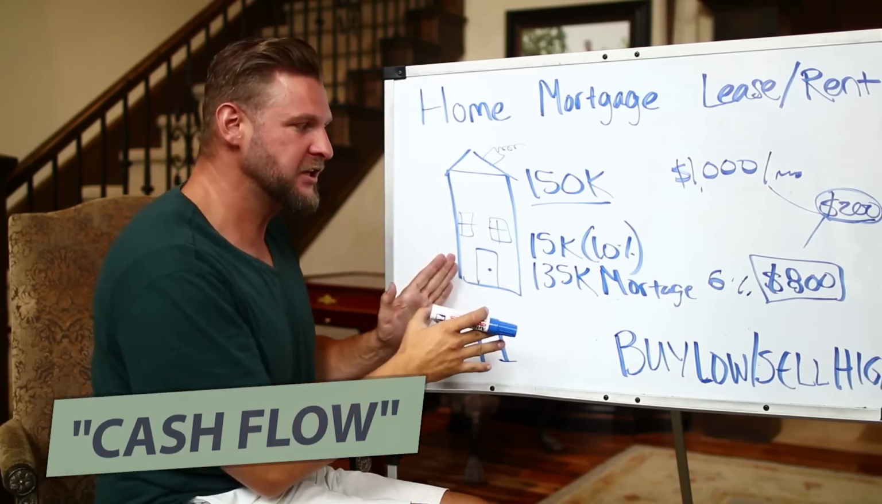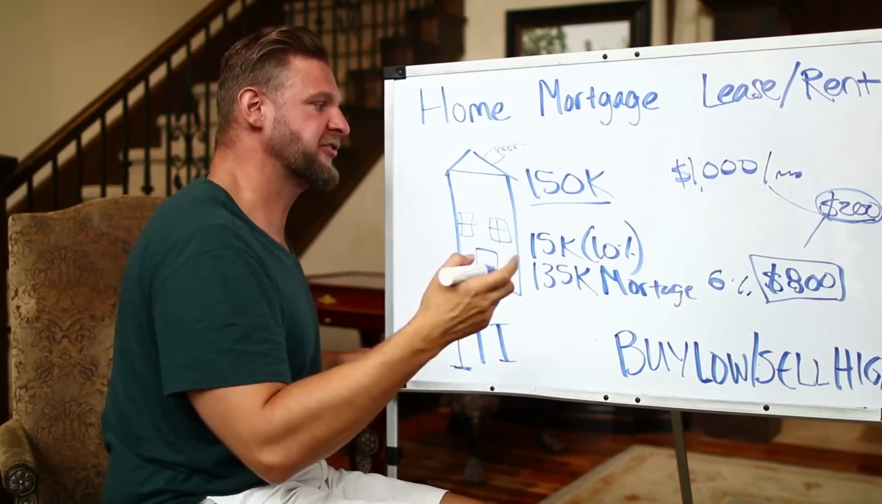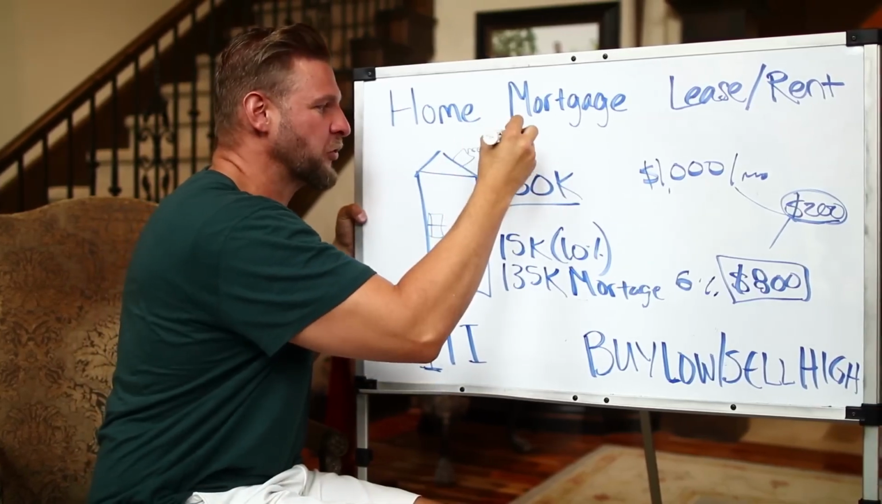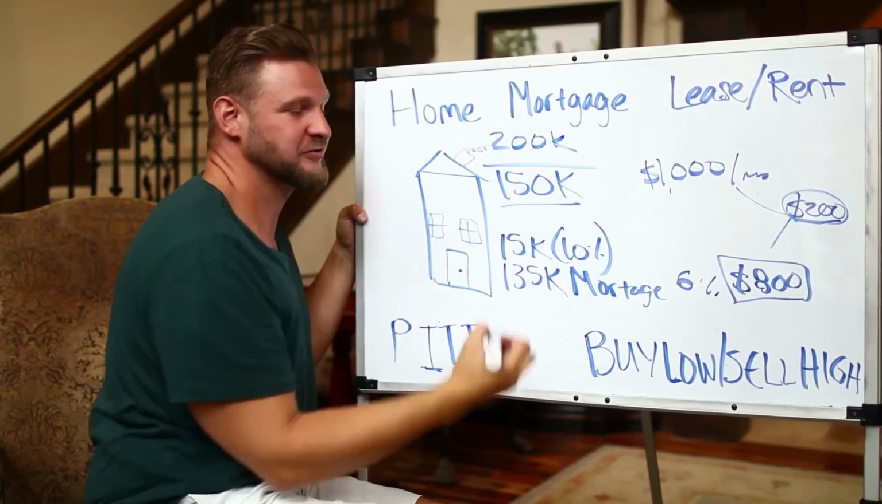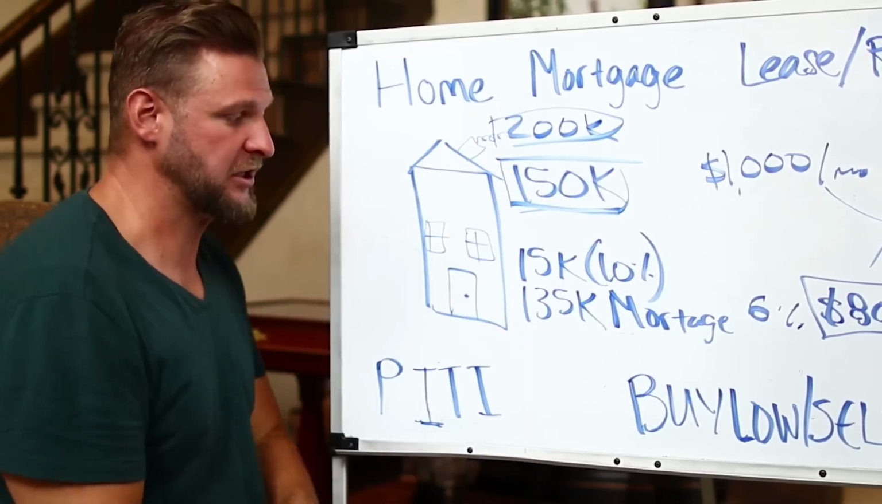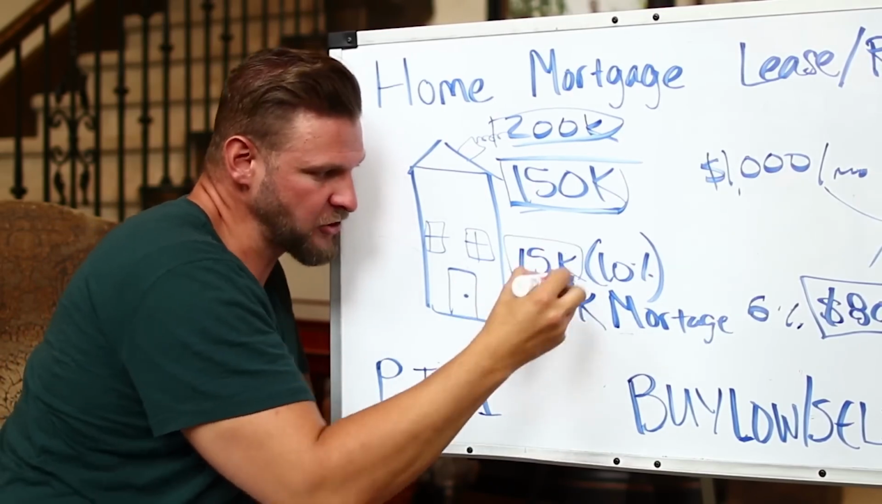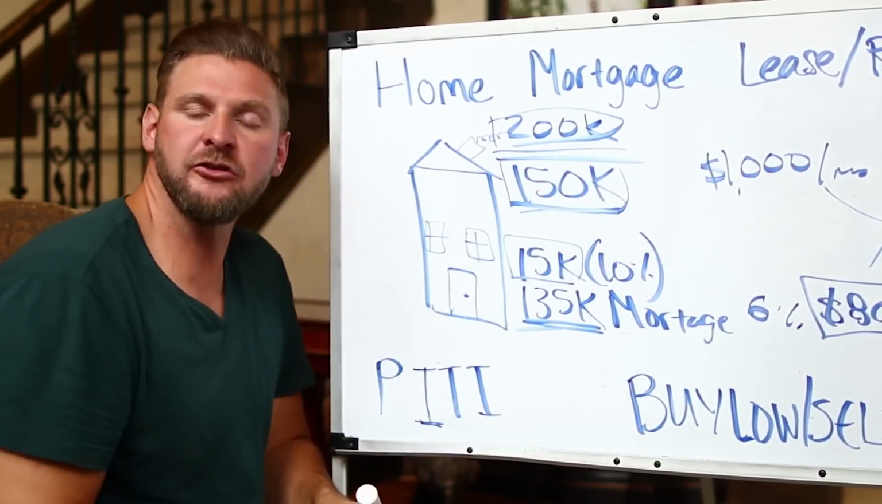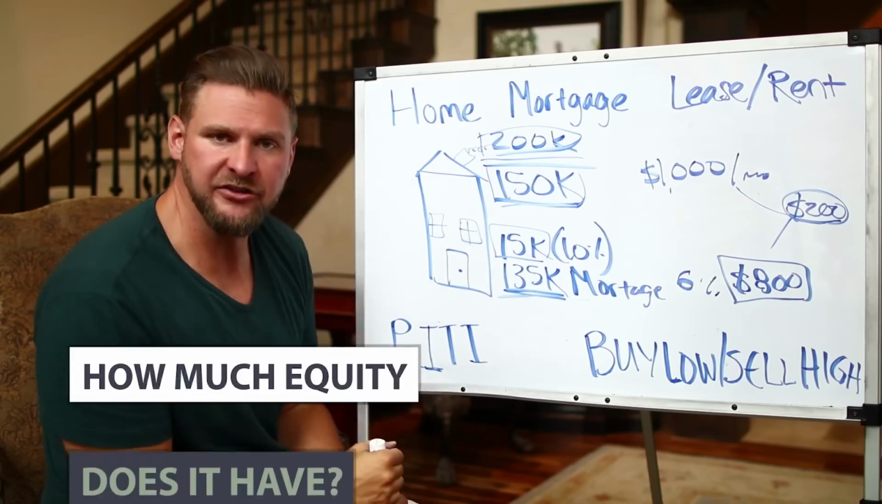So you buy a property, and let's say all of a sudden that this house, I'm going to throw you a zinger, now this house is worth $200,000. You bought it for $150,000. You put $15,000 down, you got a mortgage for $135,000, but it's worth $200,000. Here's the question. How much equity does it have?